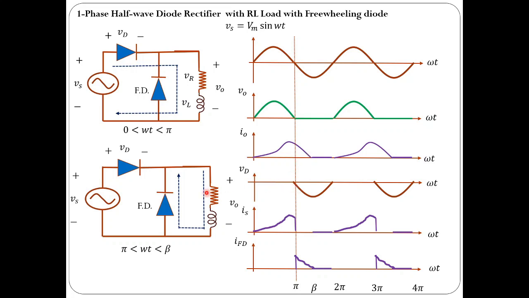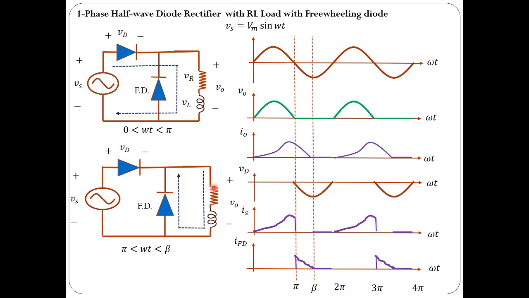Now during this period, what is the voltage across the diode? The voltage across the diode is the same as the source voltage, because the voltage across the load is 0. So applying KVL, you would get that the source voltage is the same as the diode voltage. So this source voltage is the same as the diode voltage from omega t ranging from pi to beta. So this is the current wave shape, and this is the voltage across the diode.